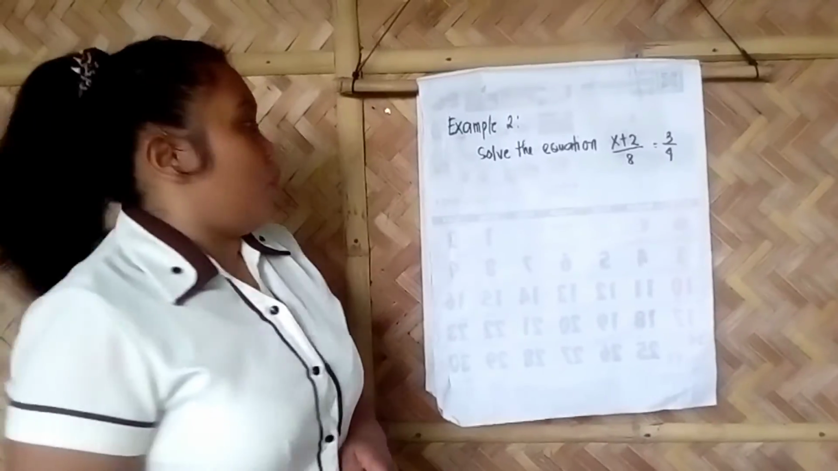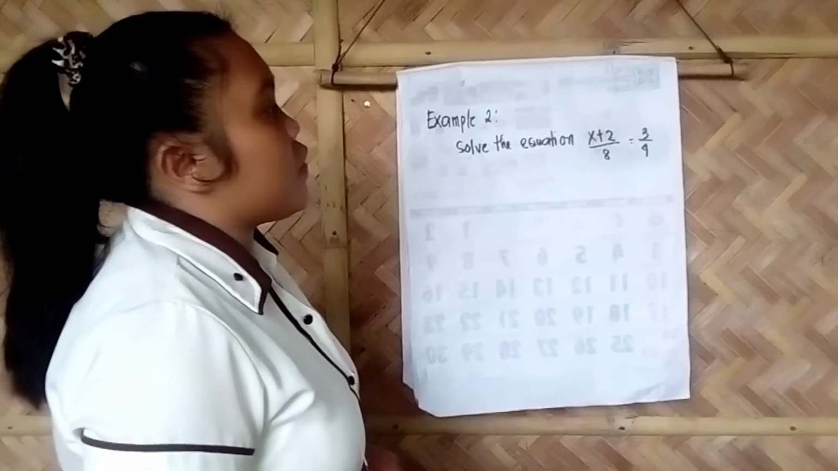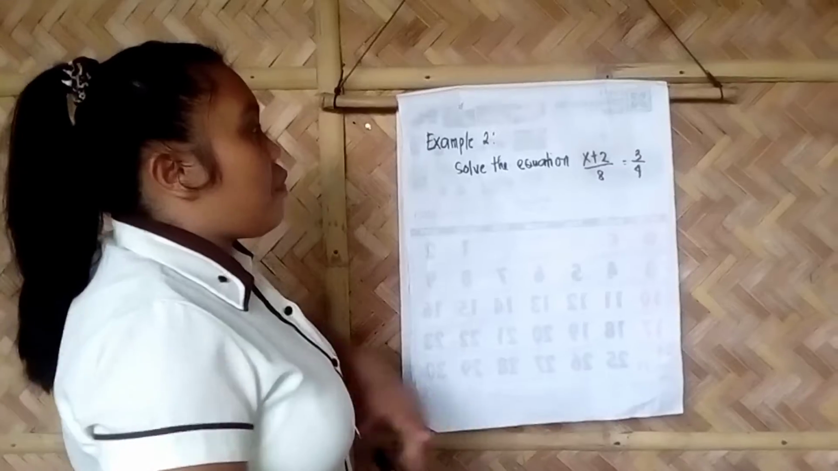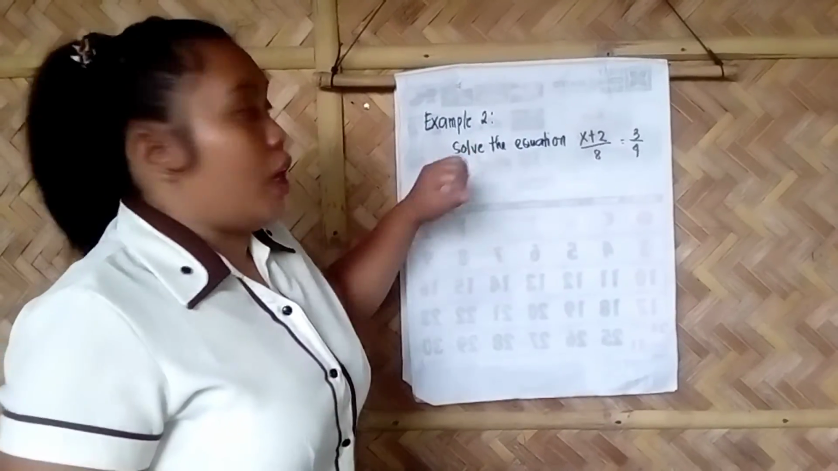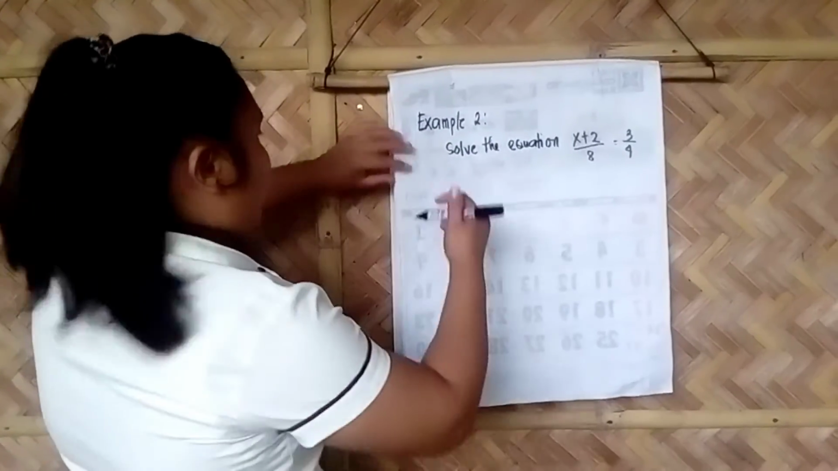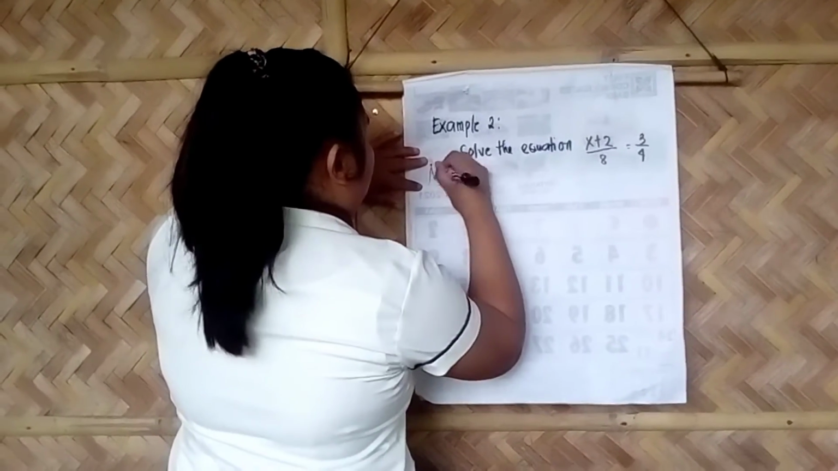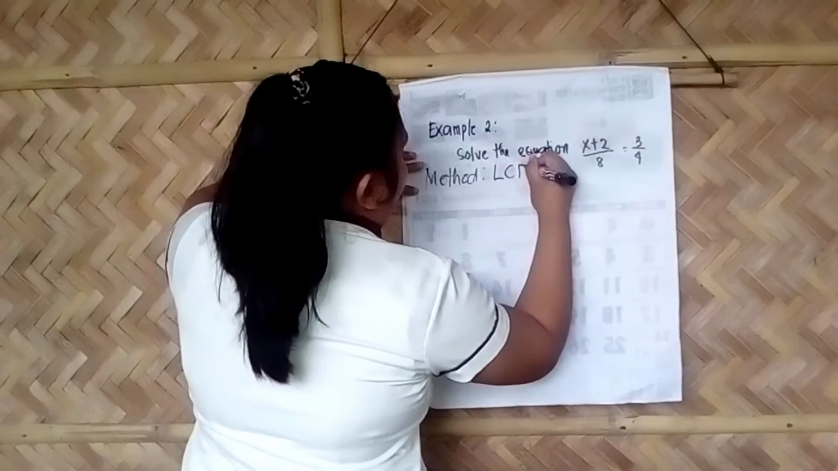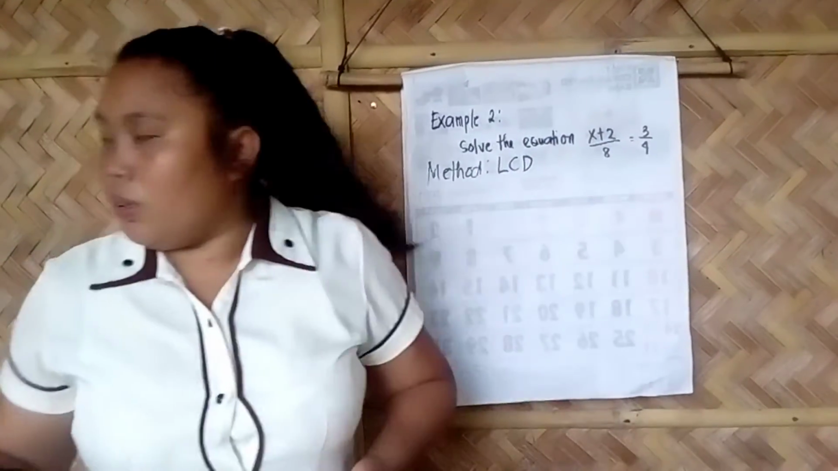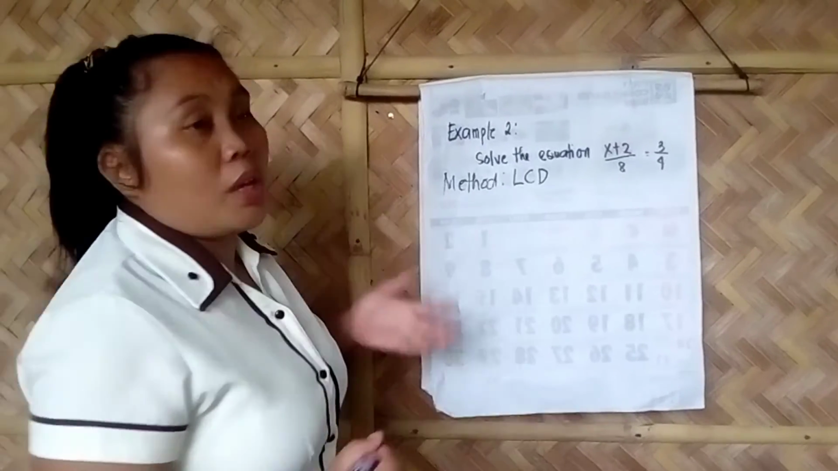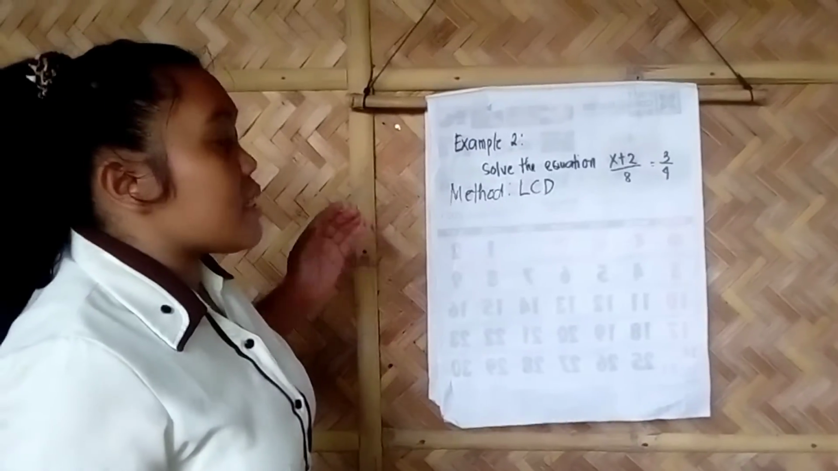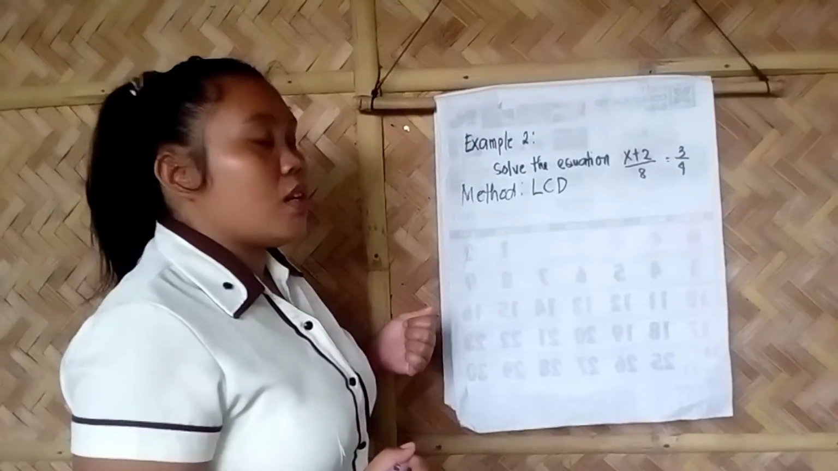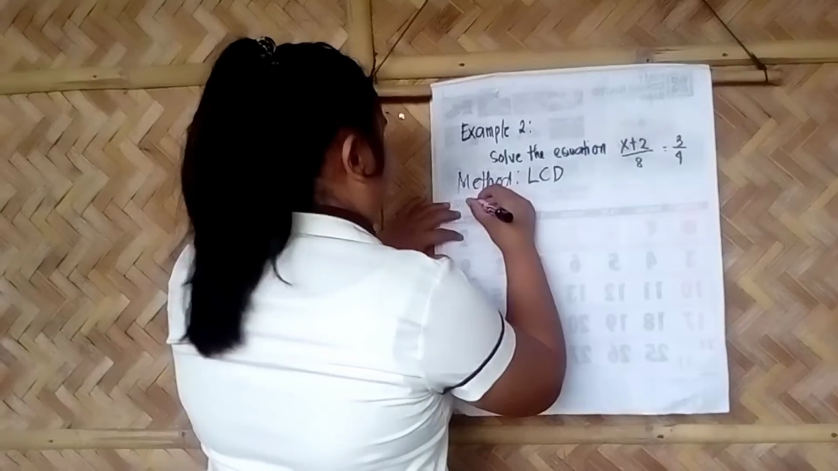Okay, let's go to example number 2. Solve the equation x plus 2 over 8 equals 3/4. In solving this given equation, we can use two methods. First method will be the LCD. In this method, we are going to find its LCD. What is LCD? LCD is the least common denominator.